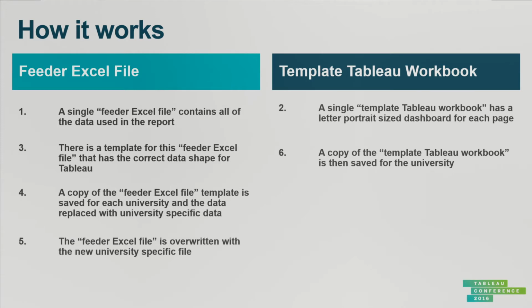overwriting this file. Then I save a copy of my template Tableau workbook so that I always have it if I want to make adjustments, if something didn't work, if I want to remove pages, if I want to do whatever I want to do with it. It's still on that feeder Excel file, so I can always go back and overwrite it again and make more edits and make more changes, so I always have that remaining.